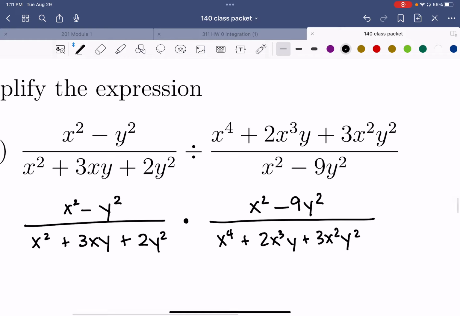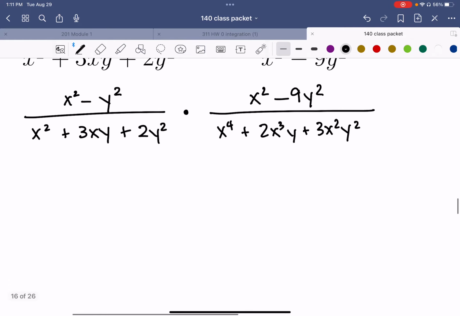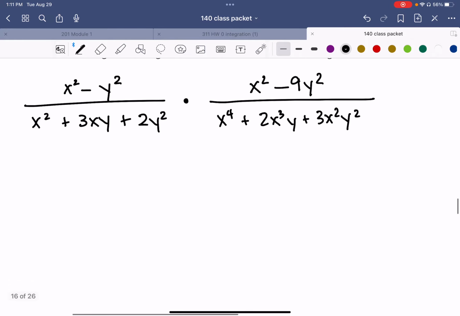All right, now our next game plan is to factor this as much as possible. So let's start in the upper left-hand corner with the x squared minus y squared. This is going to be a difference of two squares, right? This x squared is a square and y squared is a square. So it's going to get factored, the square root of both. So we have x and y, and we're going to have a plus and a minus.